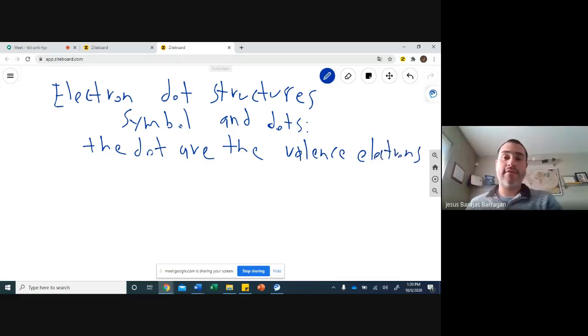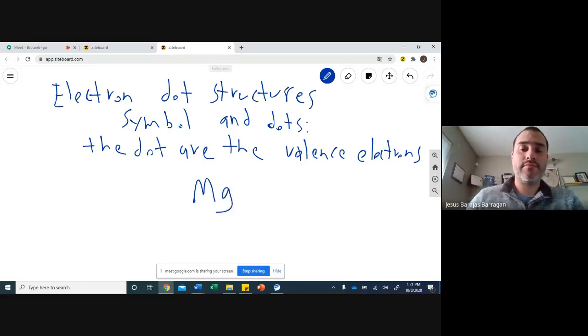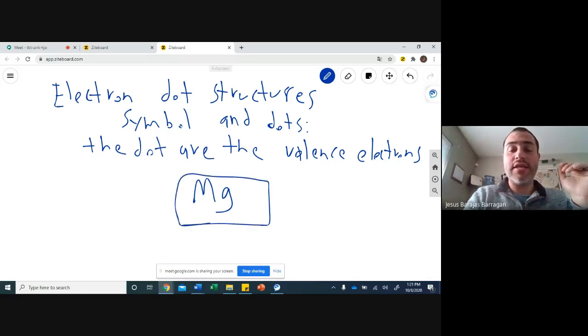In that atom. For example, let's sketch the electron dot structure for the element of magnesium, Mg. Okay? How do we do that, Barajas? Okay, we already have the symbol. That's Mg. Okay. How many valence electrons does Mg have?